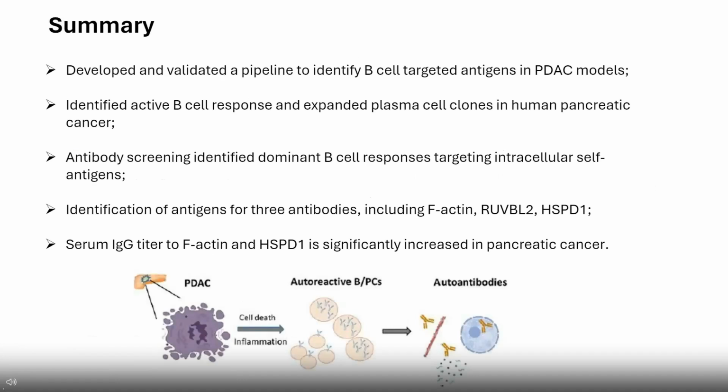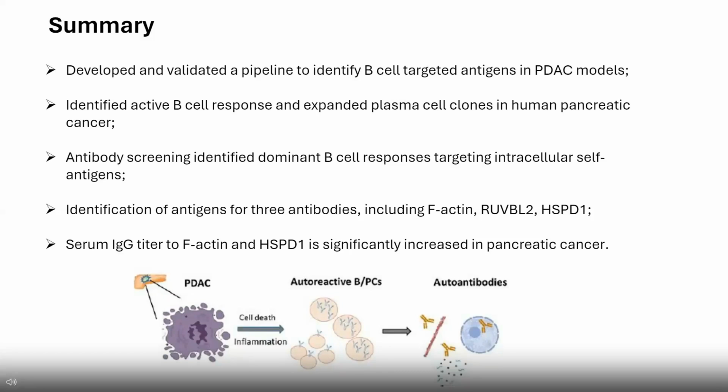So in summary, we have developed and validated a pipeline to identify B-cell cancer antigens in pancreatic cancer in the mouse model. In the human samples, by single-cell sequencing profiling, we showed the B and T cell response and expanded plasma cell clones. And our antibody screening showed that most of the antibodies from plasma cells commonly recognize intracellular antigens.